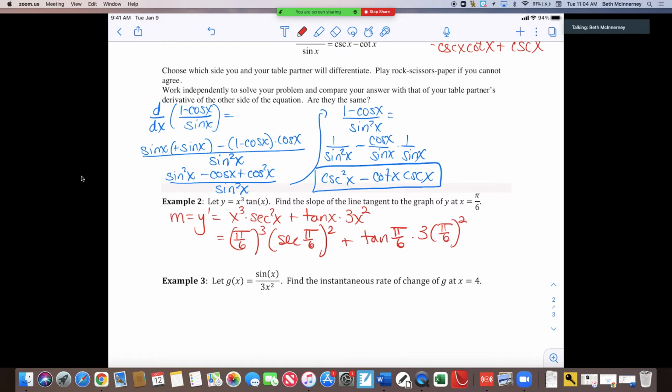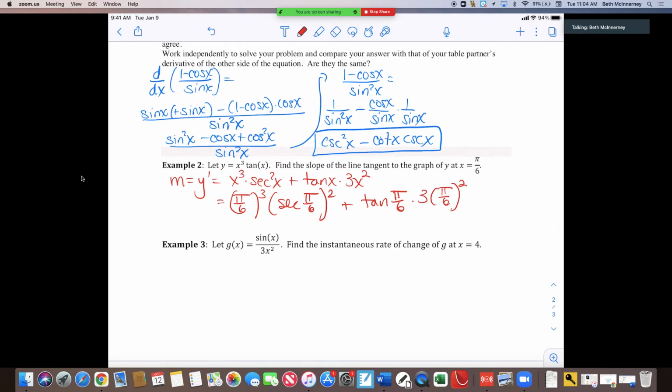We're not going to simplify it the whole way, but we are going to at least do what tangent pi over 6 and secant pi over 6 are. Otherwise, it's nasty. I didn't intend to do such a thing. But this would be no calculator. So I want us to see how you do this without a calculator.